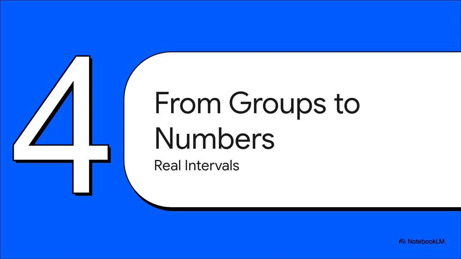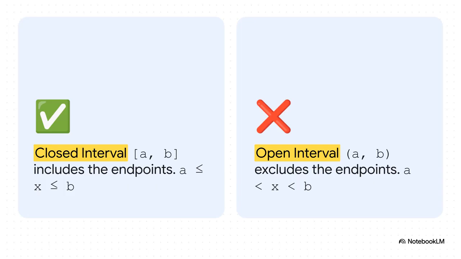Now, this whole idea, this way of being really precise about what's in a group and what's out, it's not just for counting people. It is a fundamental concept all across mathematics, especially when we talk about numbers on a number line with something called real intervals. Check this out. A closed interval, the one with the square brackets, includes its endpoints. Think of those brackets like solid walls. The numbers a and b are definitely part of the set. But an open interval, with the parentheses, excludes them. It's the same exact logic, using clear symbols to define exactly what's in the group and what's not.